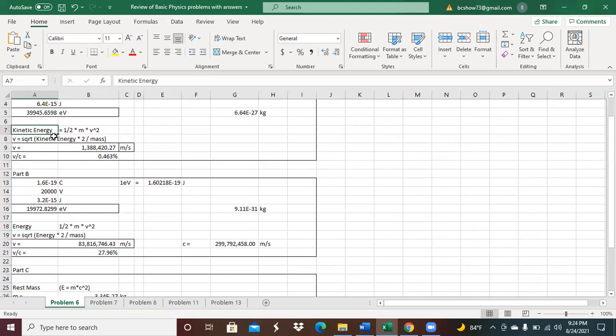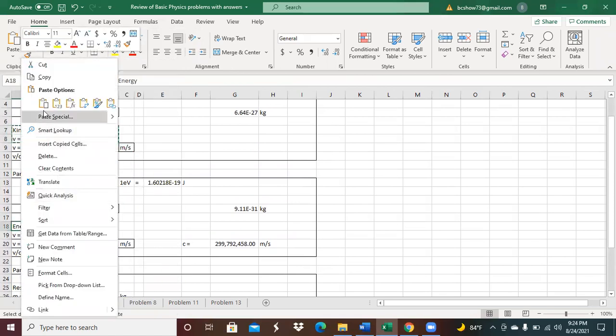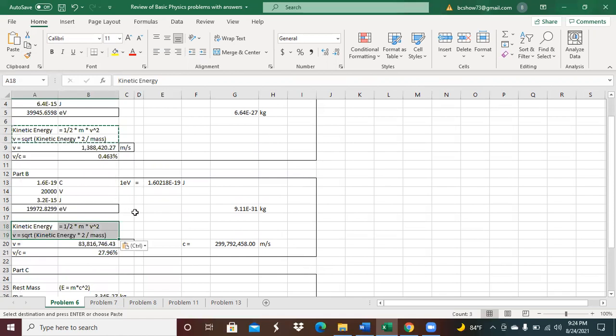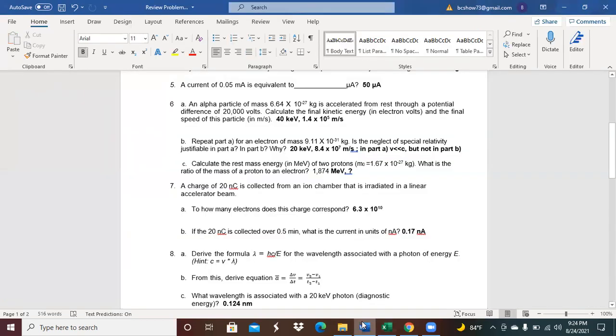What I'm going to do here is just copy and then paste. Okay. All right. Same formula. It works out the same way. I'm just dealing with a different particle. And this is what I come up with. It's 83,816,746. So that's where that number comes from. And this obviously comes from the computation above.